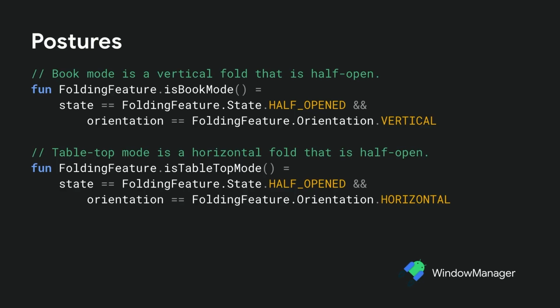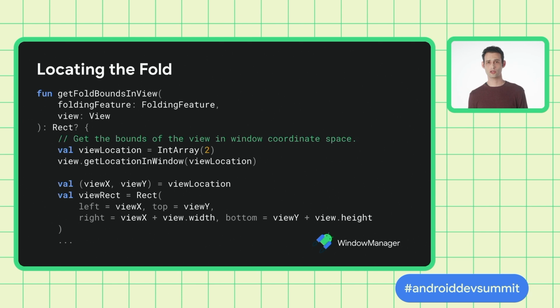Book mode will have the fold state half opened and the fold running vertically, and tabletop mode will have the device half opened and the fold running horizontally. Folding feature also has the location of the fold in the window. This is perfect for updating layout parameters when the fold splits your content view, so you can make adjustments like placing a supporting panel on one side or keeping your hero element above the fold.